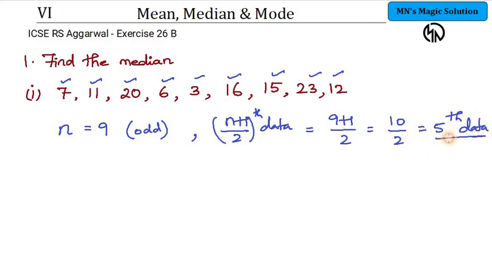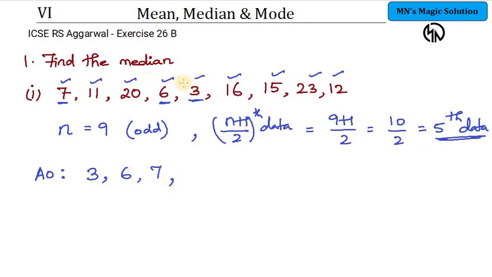Now, before finding this 5th data, first of all I have to arrange all these datas in ascending order. How will you arrange them in ascending order? First, the least of all that we have to take. First let us consider the single digit numbers. How many single digit numbers are there? 1, 2 and 3. So here 7, 6, 3. Which is the least of them? 3, then 6 and then 7.